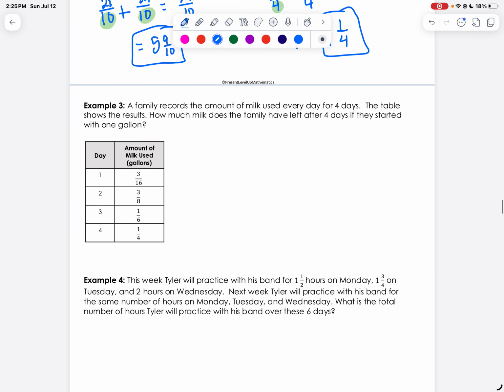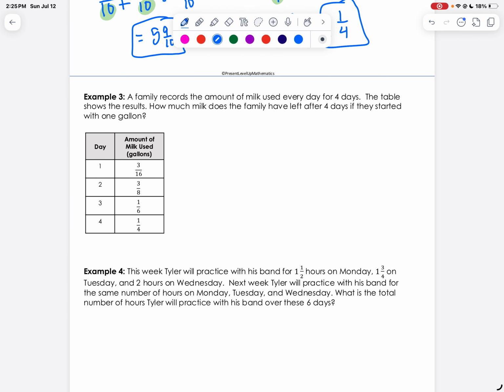All right, example 3. A family records the amount of milk used every day for 4 days. The table shows those results. How much milk does the family have left after 4 days if they started with 1 gallon?